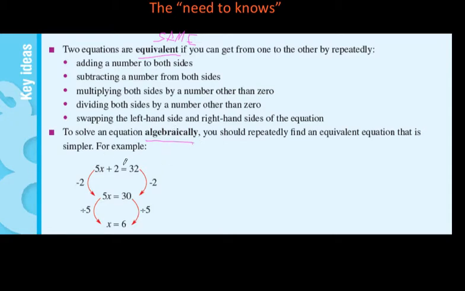We have an example here. If you follow this process here, you can see that we get the 6 down the bottom, and that we have minus 2 from both sides, divided 5 from both sides. But let's look at some questions in a bit more detail so we fully understand what that actually means.